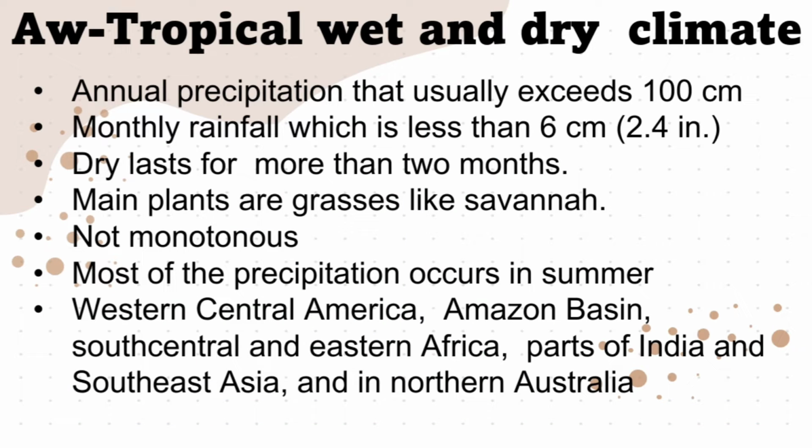However, this kind of climate is not monotonously warm because of the cool season with a maximum temperature average of 30 degrees Celsius to 32 degrees Celsius. At night, the low humidity and clear skies allow for rapid radiational cooling, and by early morning, the minimum temperature drops to 20 degrees Celsius or below. The principal areas having a tropical wet and dry climate are those located in western Central America, Amazon Basin, South Central and Eastern Africa, parts of India, Southeast Asia, and in northern Australia.